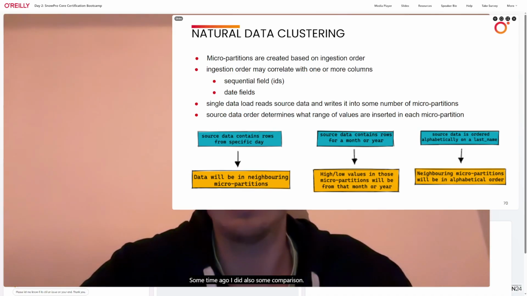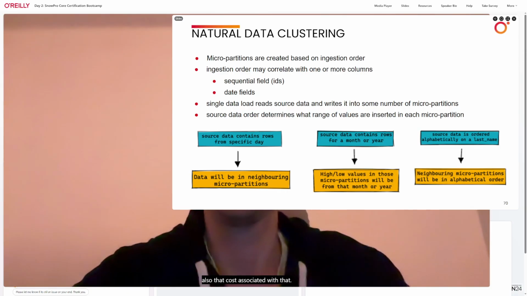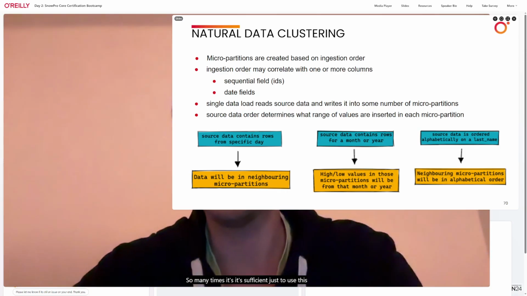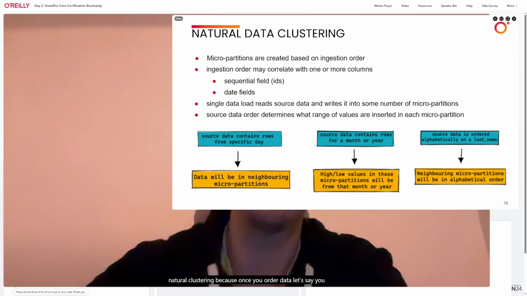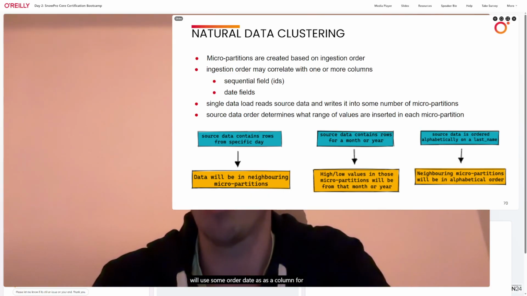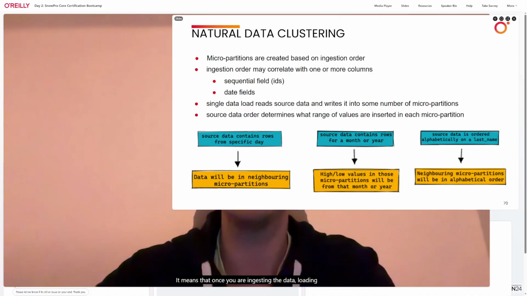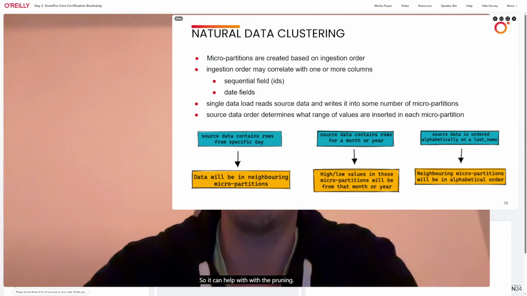Some time ago, I also did a comparison. I tried to compare automatic clustering with natural clustering. And yes, the natural clustering behaves better, but there is also a cost associated with automatic clustering. So many times it's sufficient just to use natural clustering. Because once you order the data, let's say you use order date as the column for ordering, it means that when you are loading data into the table, the orders from the same date will be in the same micropartitions or partitions which are close to each other. So it can help with the pruning.